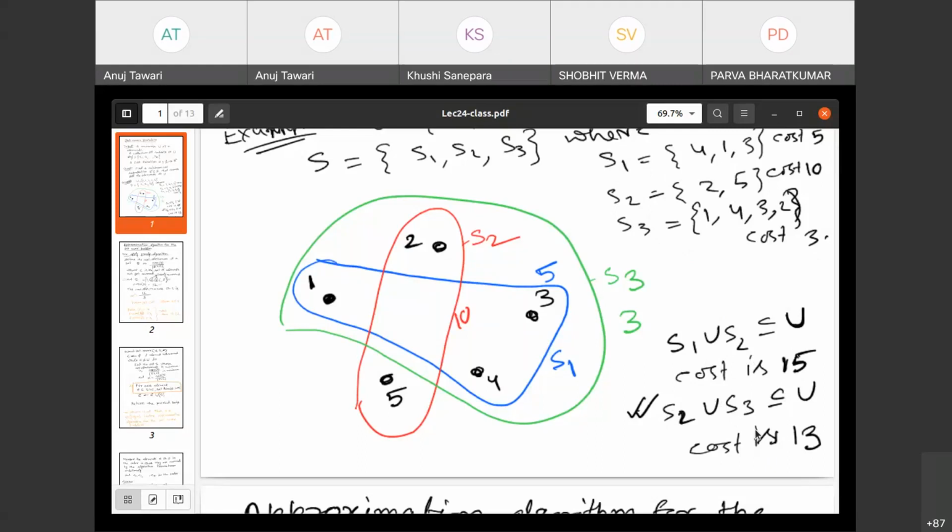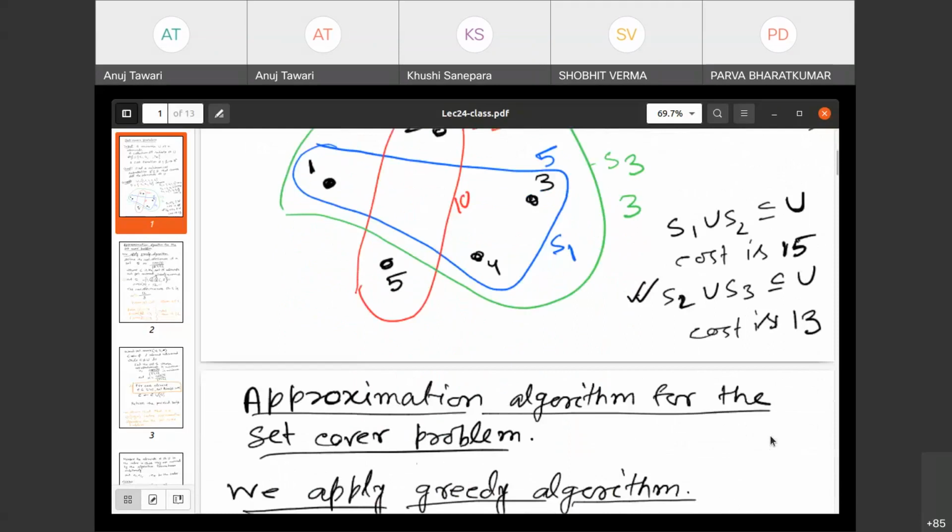Again, it is an example of an NP complete problem, set cover, because set cover reduces to vertex cover. So in general, finding the minimum cost is difficult. And what you want is an approximation algorithm for the set cover problem. Okay, so there is some idea. Let me go over it.